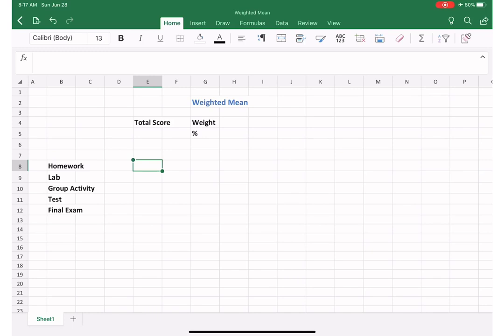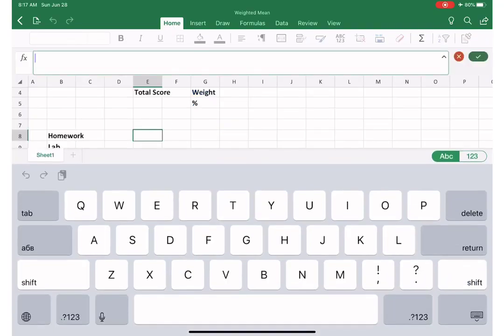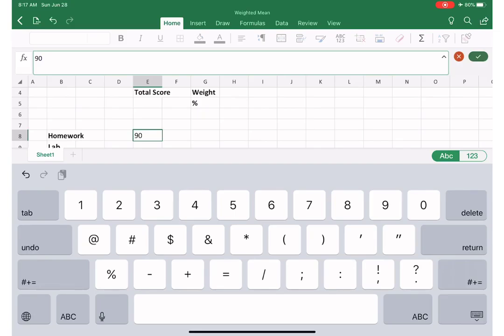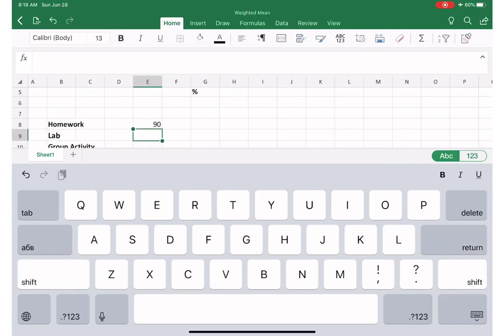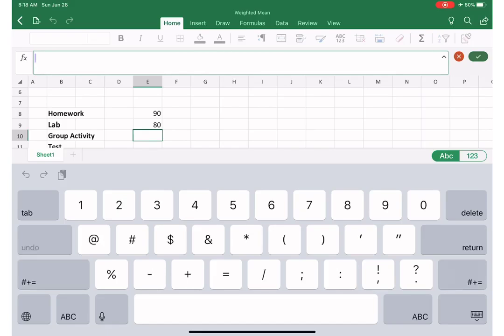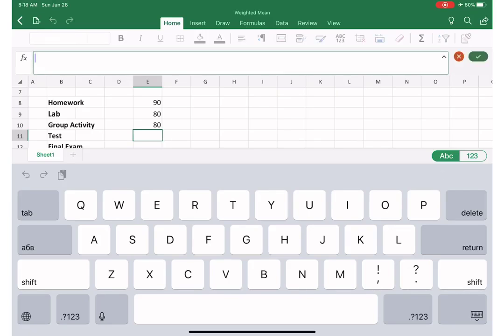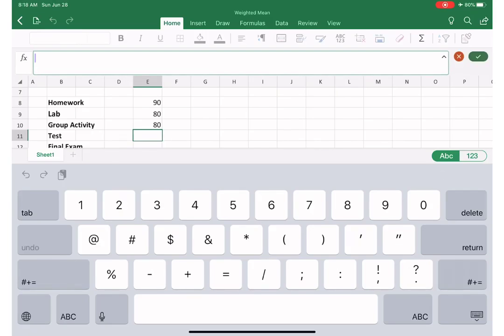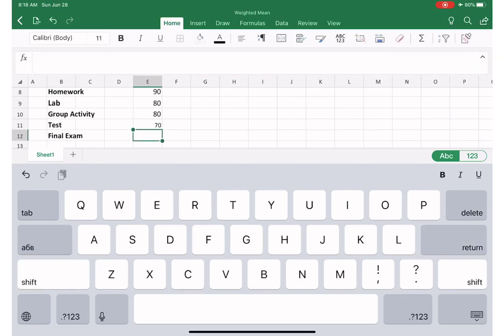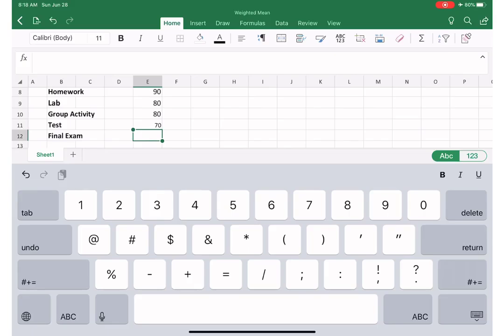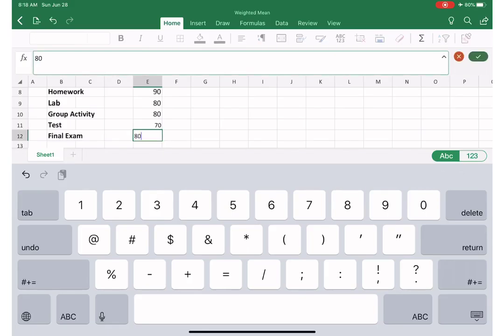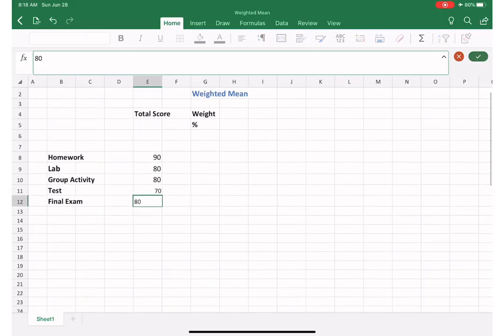So let's assume from homework you got a total of all homework, you got how much? Let's say 90 score. From lab you got score 80. Group activity you got also 80. Test you got, let's assume 70. And final exam you got 80. All right.